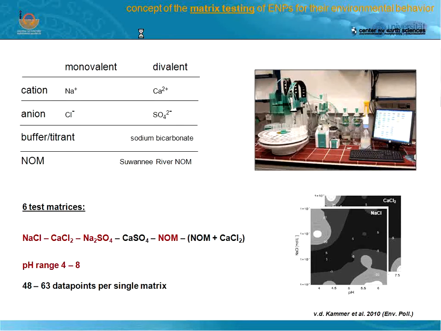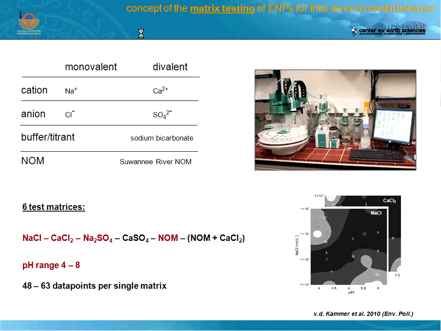So, which kind of ions would we like to test? Of course, sodium is important in the environment, calcium is important, but we also need some anions. Chloride would be something, and sulfate here is used not only because it's quite frequently found in the environment, but also to have a bivalent anion available.